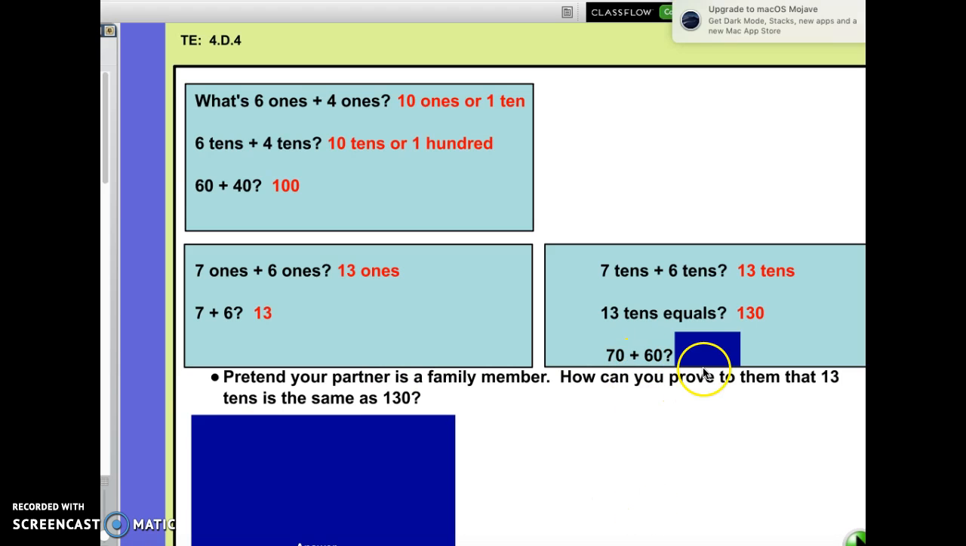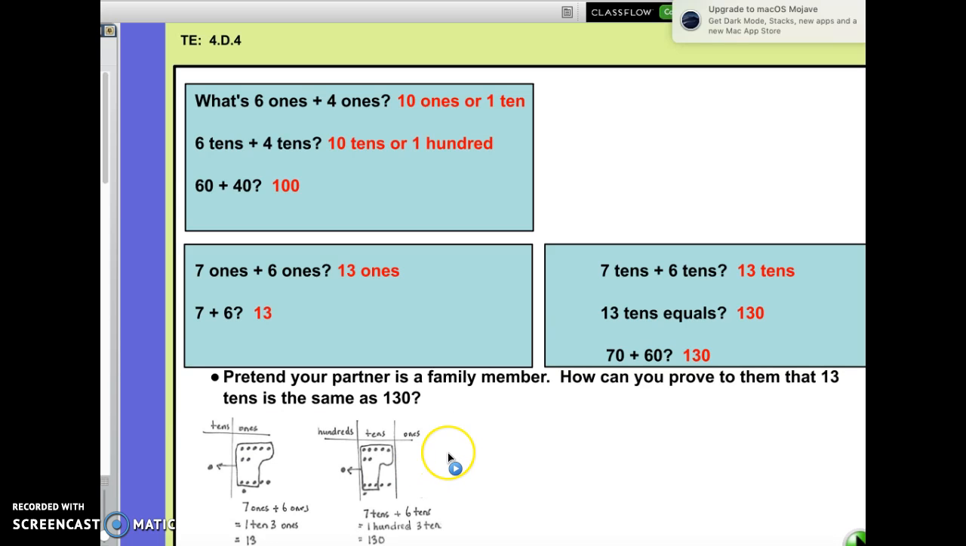All right, and 70 plus 60 is 130. All right, I want you to pretend now that your family member is trying to tell you that 13 tens is not the same as 130. On your dry erase board, I want you to show me a way that we can prove to somebody in your family that 13 tens is the same. You could draw quick tens, you could draw a place value chart, whatever you want to do. Pause the video and show me a way.